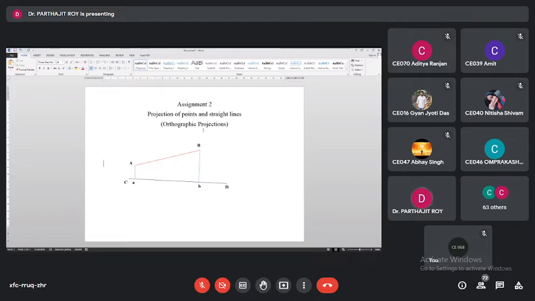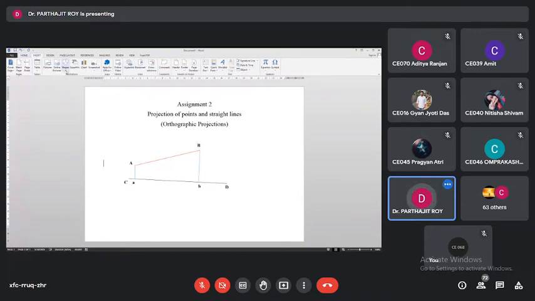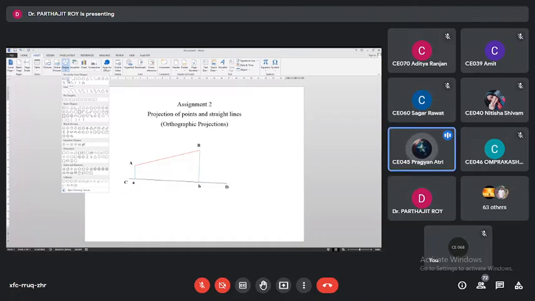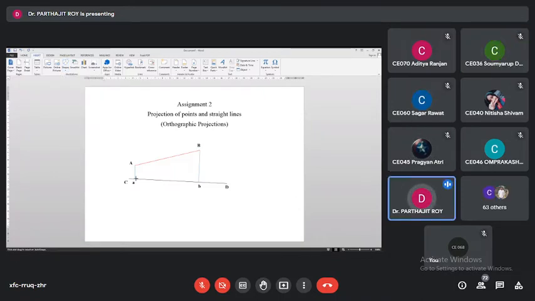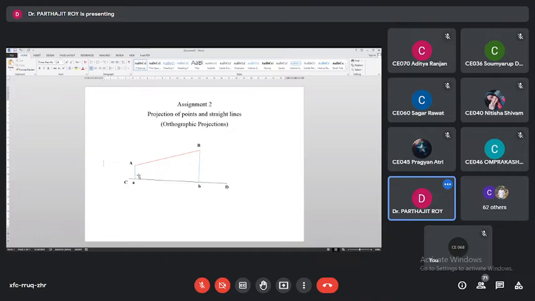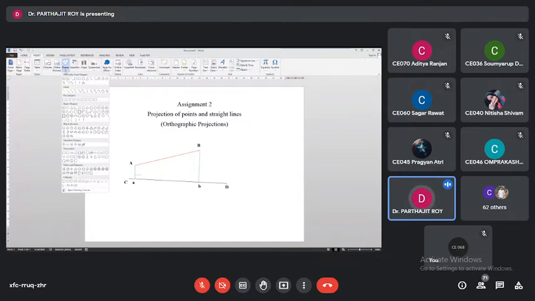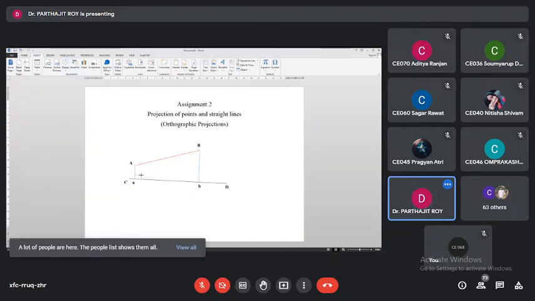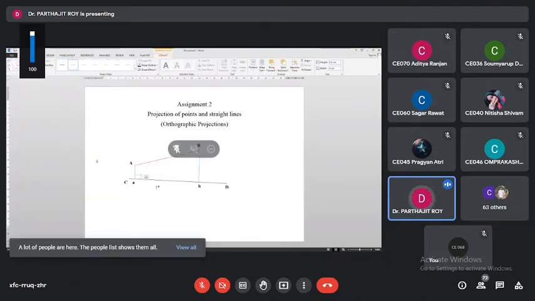Can you repeat it, sir? Am I clear? Are you getting me or not? Yes sir. Now please respond, otherwise I can't tell what's happening. Okay, so this is a right angle. Two such right angles we will be getting wherever the foot of the perpendicular is drawn.